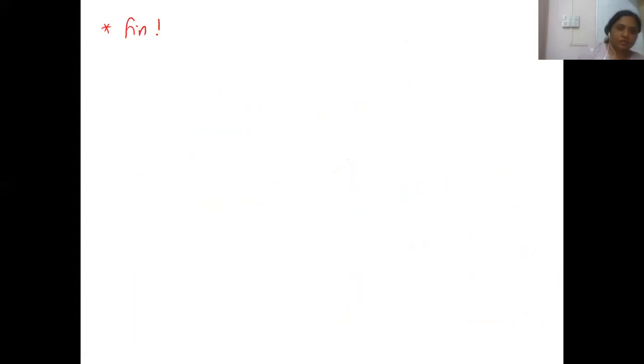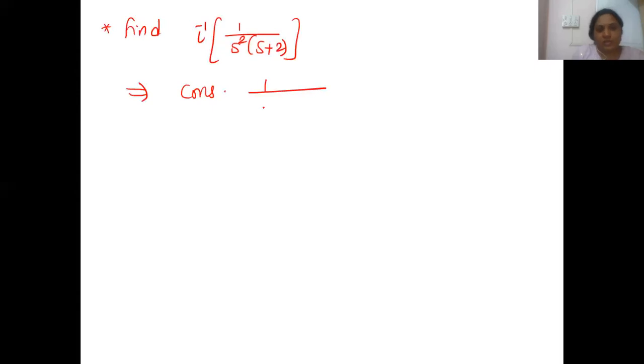Find Laplace inverse of 1 upon s square into s plus 2. If they are separate, we can solve. But they are multiplying, so we cannot write it now. So we have to separate them. So we'll consider the given term. And how can we write it in partial fraction?